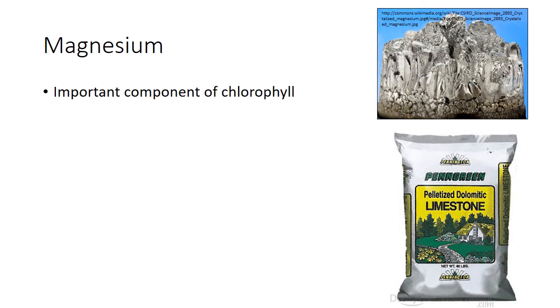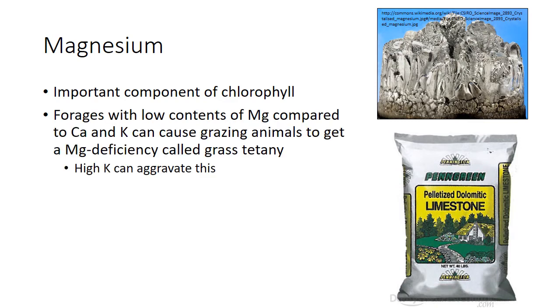For magnesium, it is an important component of chlorophyll. So for plants, it's obviously pretty important. Forages that have low contents of magnesium compared to calcium and potassium can actually cause grazing animals like cattle to develop what we call magnesium deficiency or grass tetany. So if there's too high potassium, this can also aggravate it. So potassium toxicity and magnesium deficiency kind of go hand in hand.